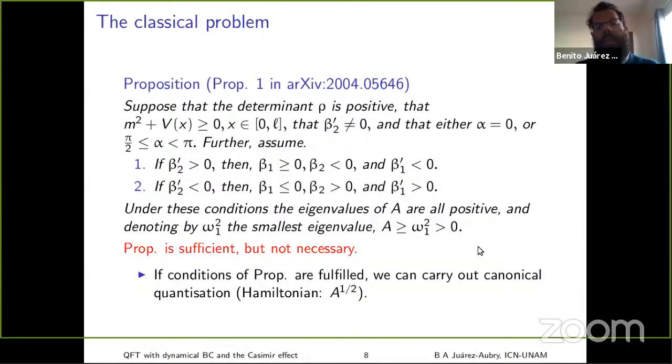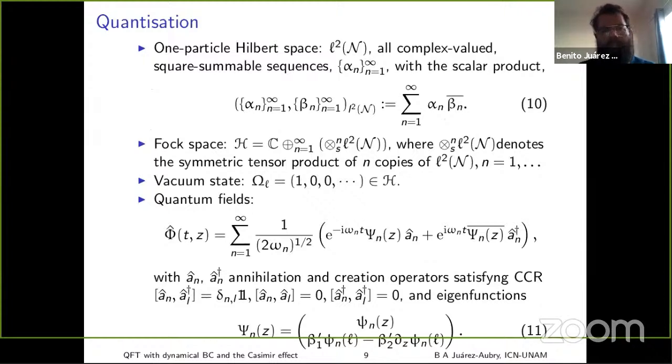So once these conditions are fulfilled, you see this proposition is a condition on the coefficients of the problem. If I impose those conditions on the coefficients of the problem, then we can carry out canonical quantization. So we can do it in the standard way. We have a one particle Hilbert space, which is little L2, the complex valued square summable sequences, with the standard scalar product. The Fock space of the theory is just built in the standard way out of that one particle Hilbert space, so just symmetrized tensor products of little L2 with a direct sum. The vacuum state is, of course, this vector in Fock space. And you can write down the quantum fields quite explicitly in terms of these eigenfunctions with annihilation and creation operators that are just going to satisfy the canonical commutation relations.